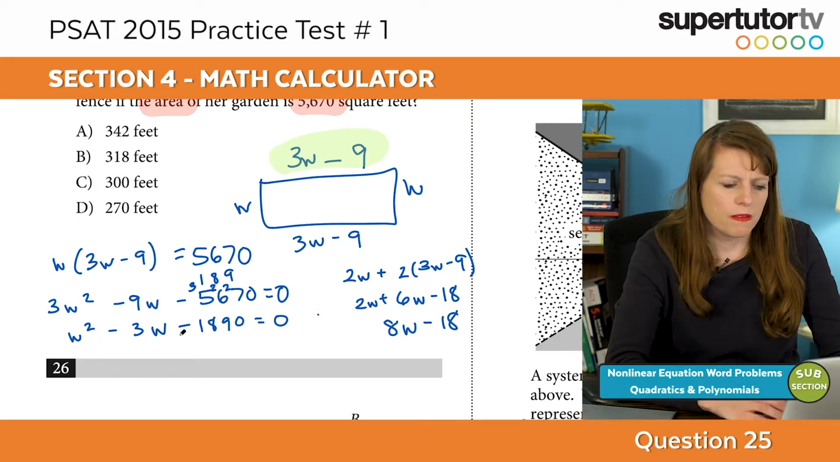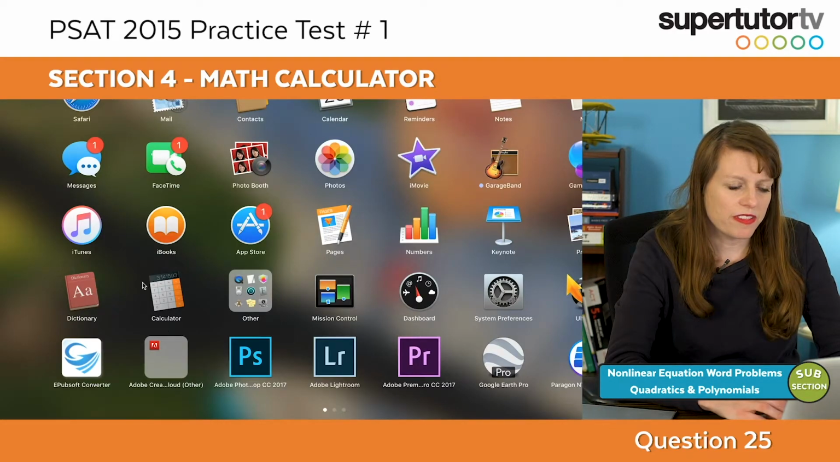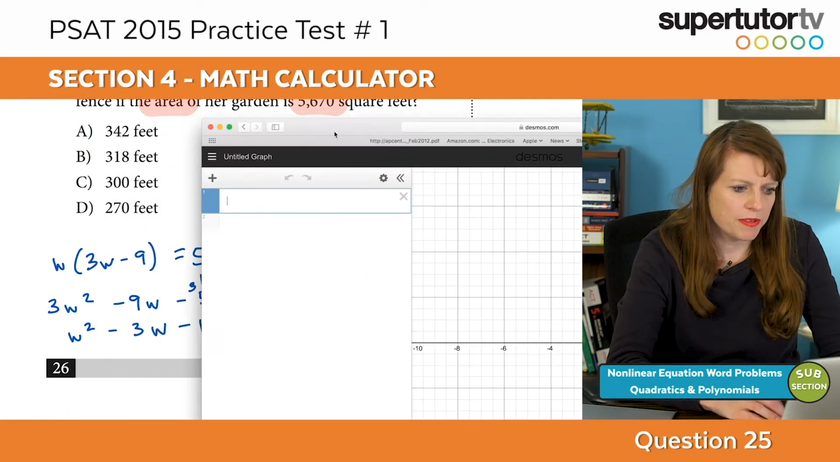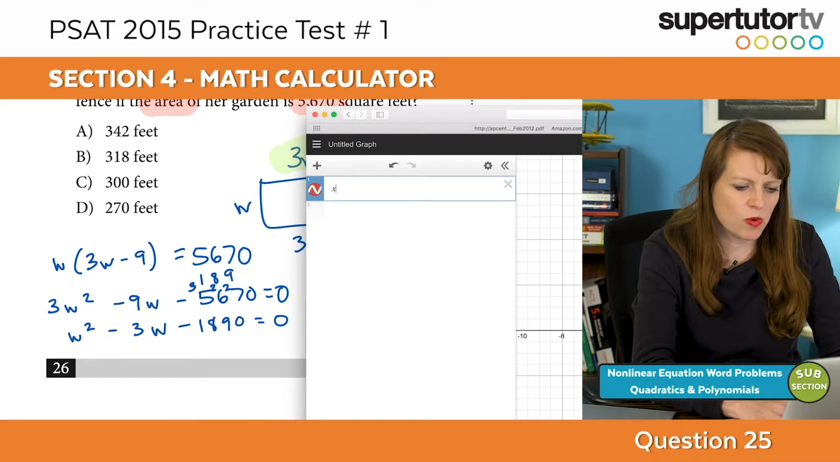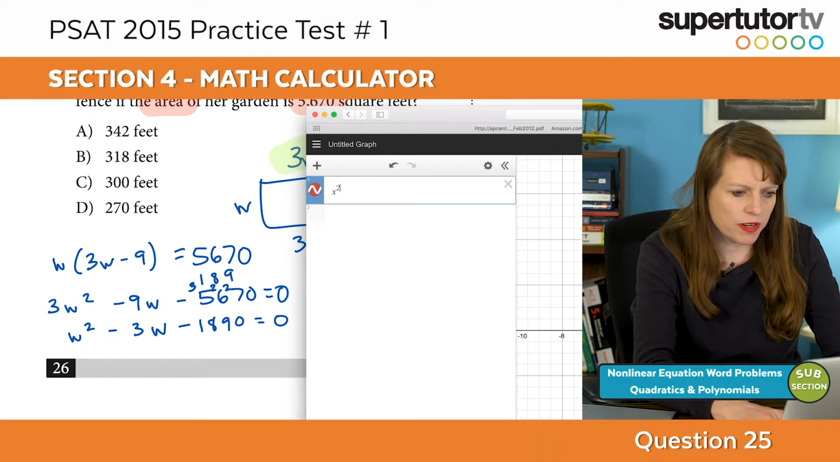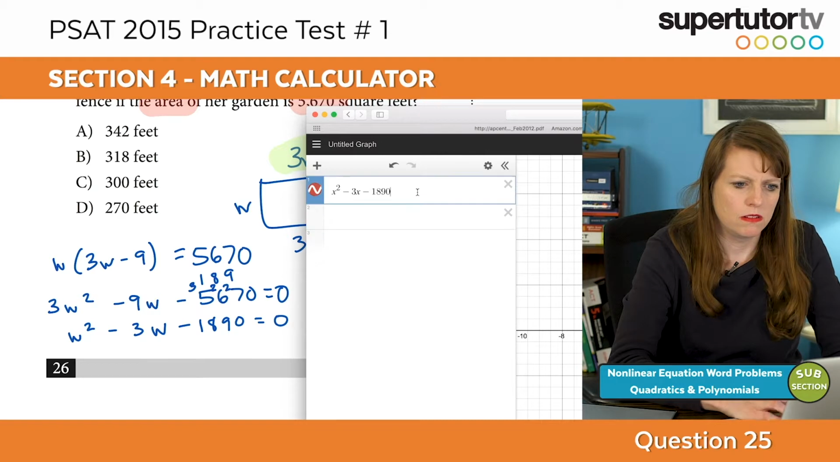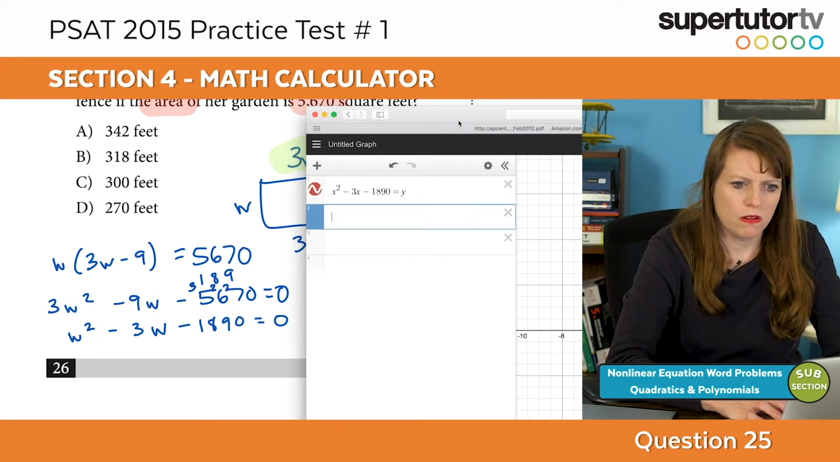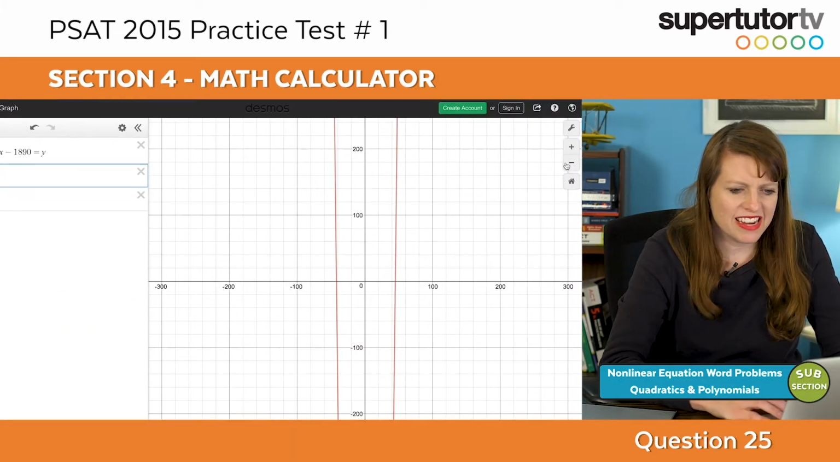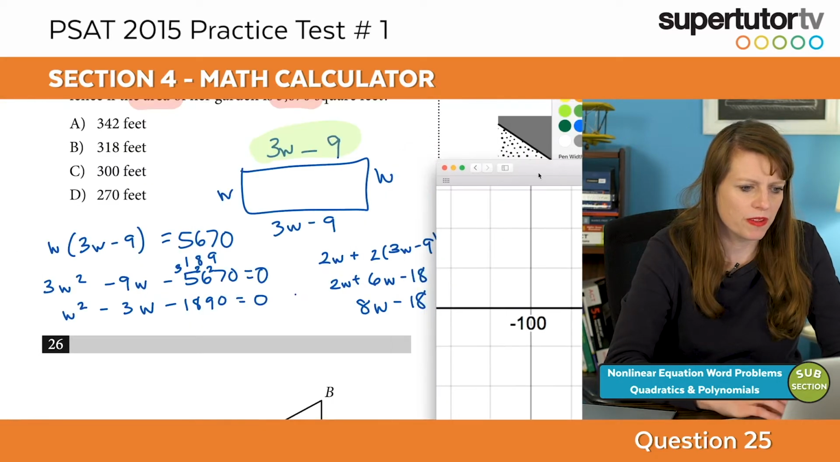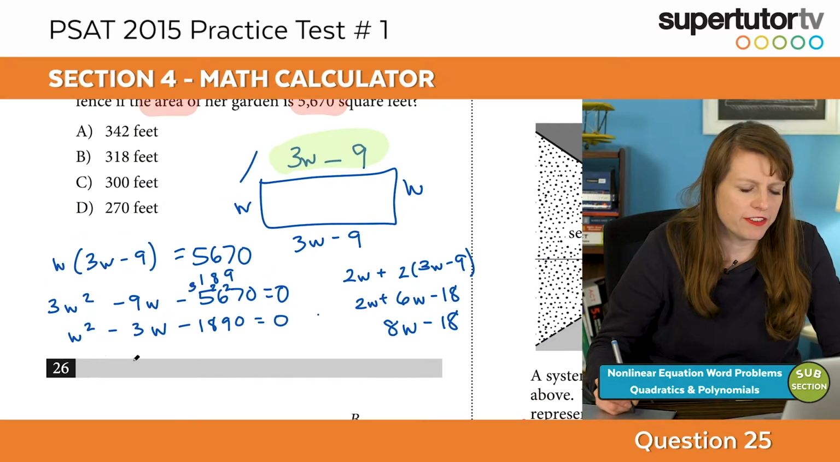So let's talk about this. The other way you can do this is you can use a graphing calculator to find the zeros. So that's what I'm going to do right now. And I'm just going to type in, we're just going to swap x for w. X squared minus 3x minus 1890 equals y. Okay. And you can see here, we have 2 zeros. 45 and negative 42.